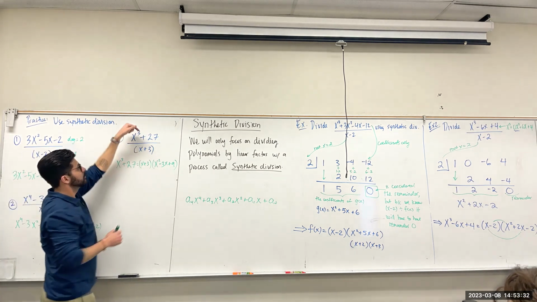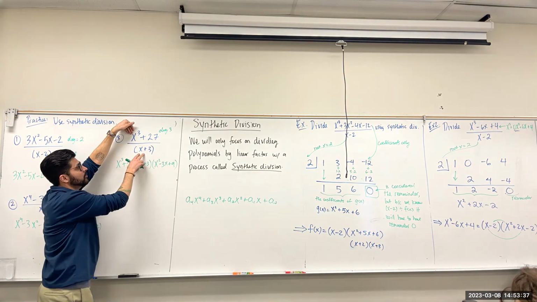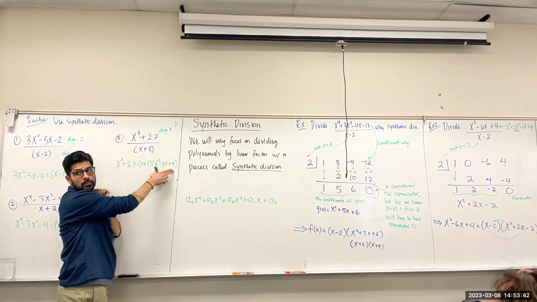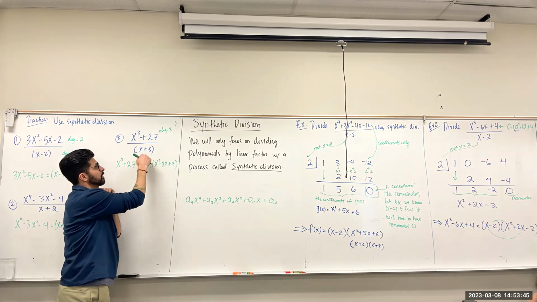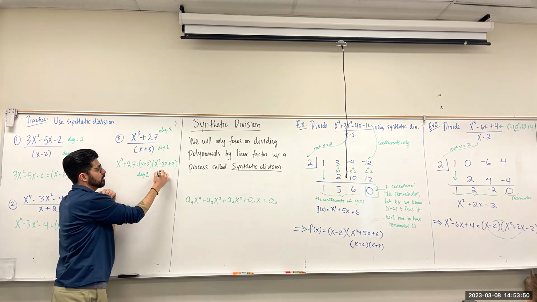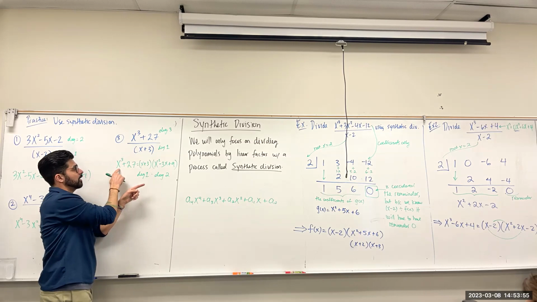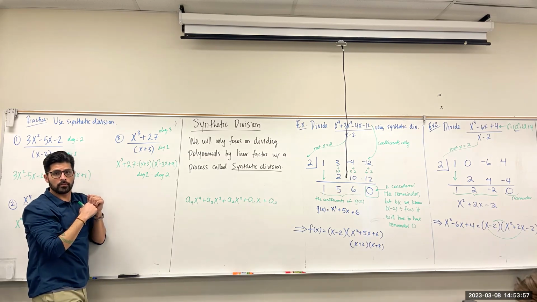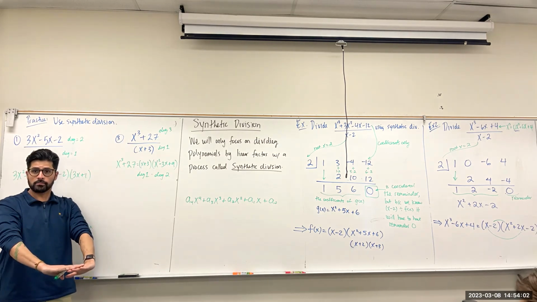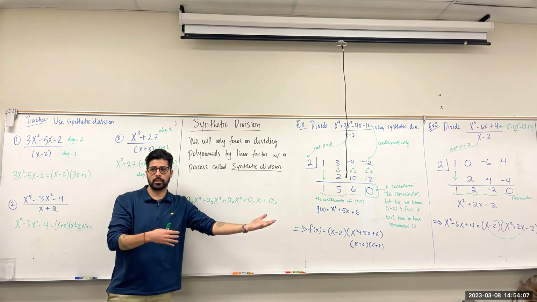What degree is the top? Degree 3. So when you divide it by a linear factor, your answer should be of degree 2, because it drops a degree. Because this guy's degree 1, and a degree 1 times a degree 2 have to multiply in such a way so that I get a degree 3. So dividing a polynomial by a linear factor will give you an answer with 1 degree less. You can use that to help you predict what the answer should look like.